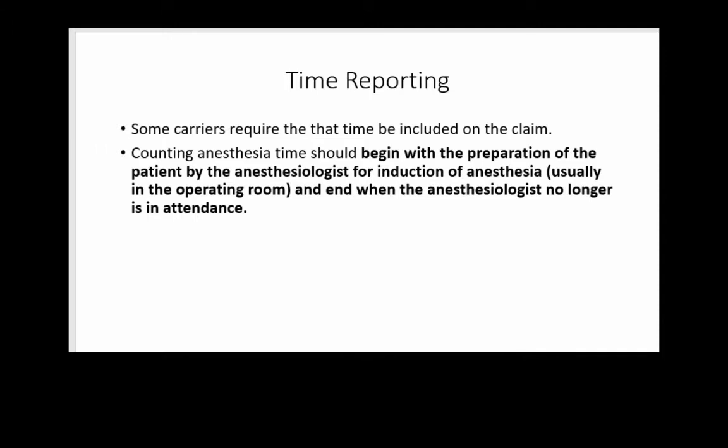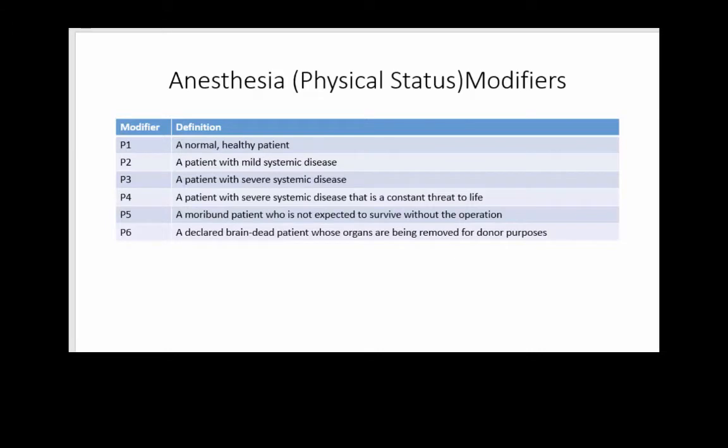Counting anesthesia time should begin with the preparation of the patient by the anesthesiologist for the induction of anesthesia. You're usually in the OR when that happens. That time ends when the anesthesiologist is no longer in attendance. Anesthesia has what are called physical status modifiers, and you will often see these reported with the anesthesia code. They are in the front inside cover of your CPT code book, so you don't have to memorize them, but you do need to understand what they mean and when to use them. When you are assigning an anesthesia code, automatically think about your physical status modifiers.